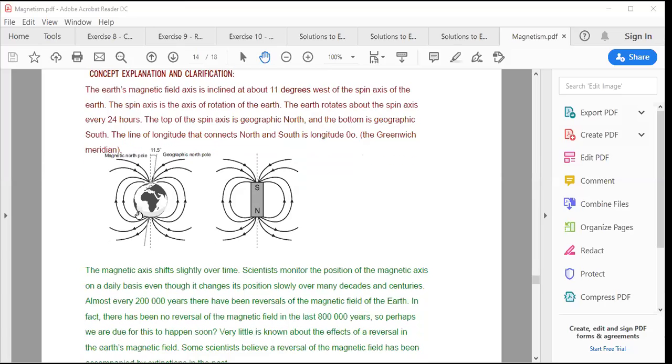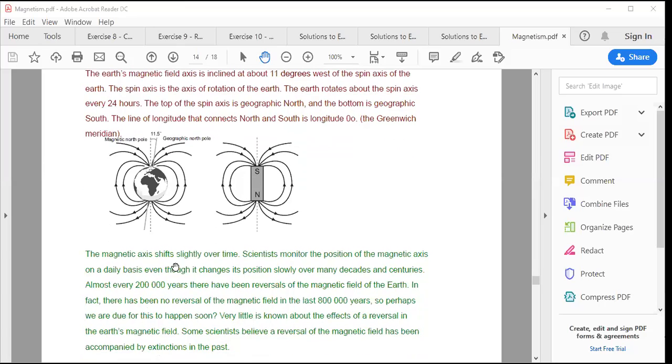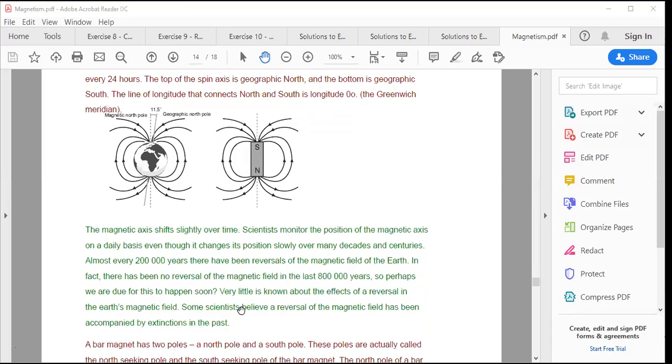Then we move on. The magnetic axis shifts slightly over time. So that's the one that Joshua, you're talking about, right? Scientists monitor the position of the magnetic axis on a daily basis, even though it changes its position slowly over many decades and centuries, right?